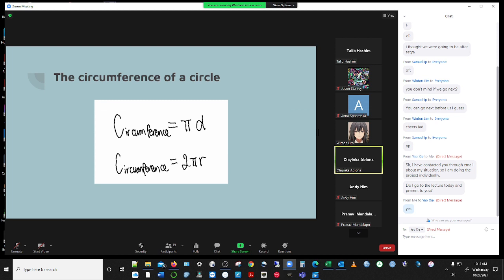The ratio of the circumference to the diameter of any given circle is approximately 3.14, which is called pi. If we make the circumference the subject of the formula, then we have pi times diameter. Don't forget that the diameter is 2 radii. Hence, we have pi times 2r, which is 2 pi r.